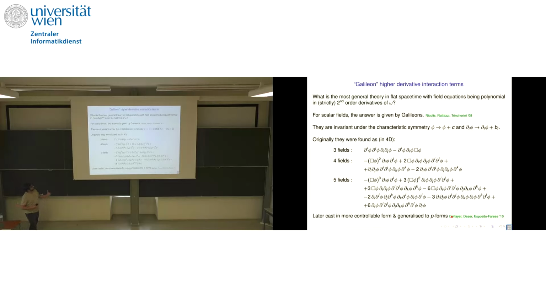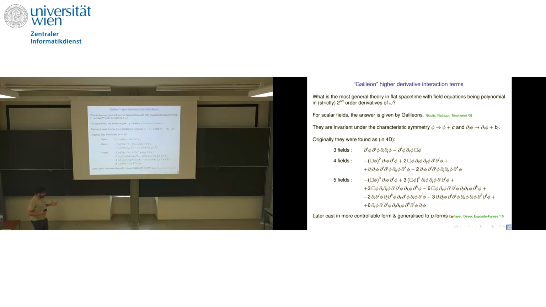Now, but let's go to something a little bit more difficult. So kinetic terms and mass terms maybe are too easy. And this maybe was the original motivation that we had to look at this formalism. So this is the so-called Galileon higher derivative interaction terms. So what are these beasts?